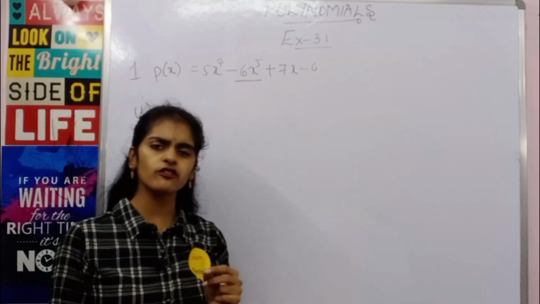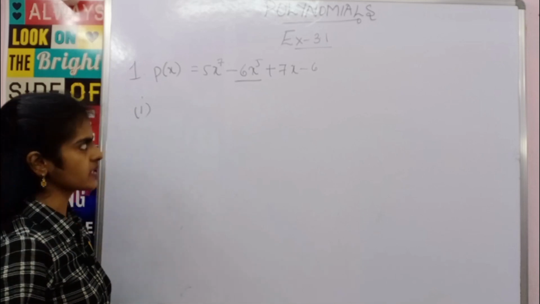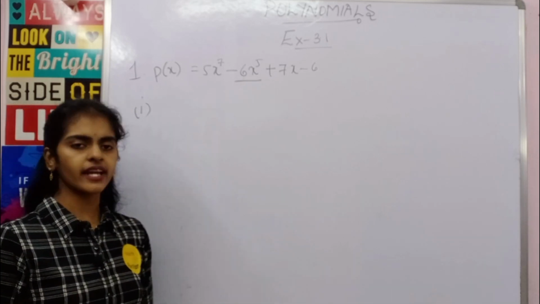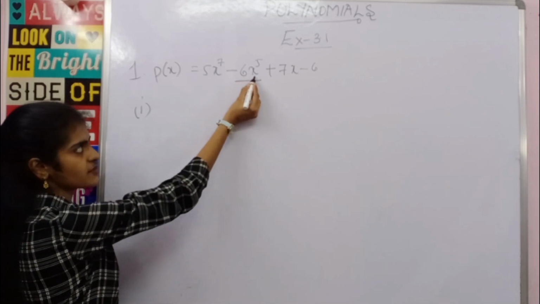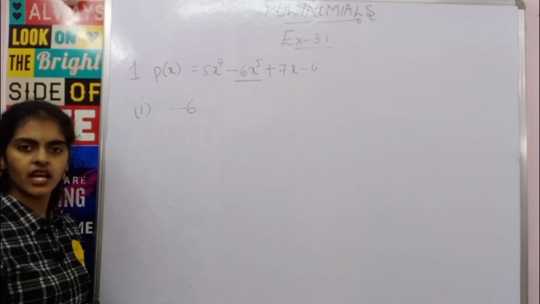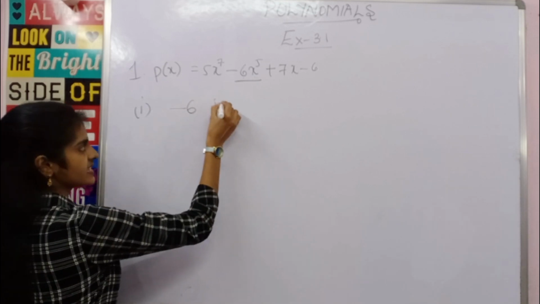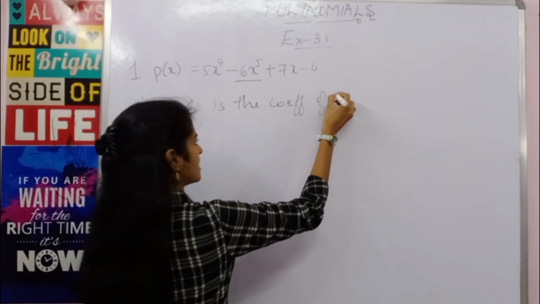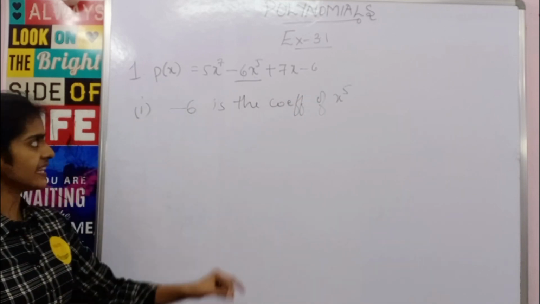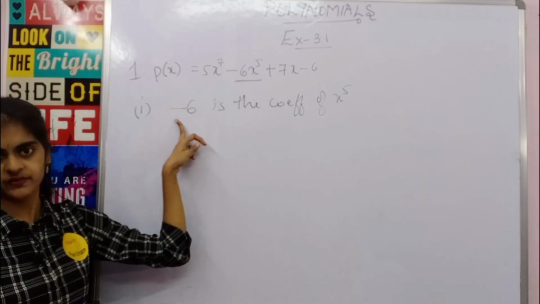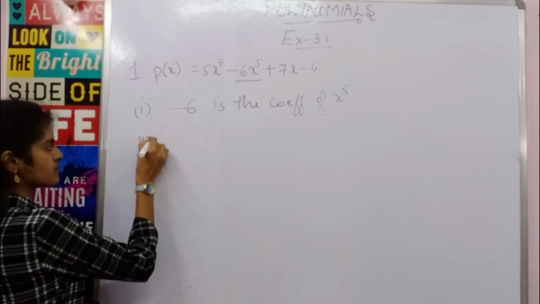What is the meaning of coefficient? Coefficient is nothing but the constant which is multiplied to the variable. So here, what is the constant which is multiplied to this variable? It is minus 6. So minus 6 is the coefficient of x power 5 in this particular case. You have to take it along with the sign, otherwise you will lose marks.